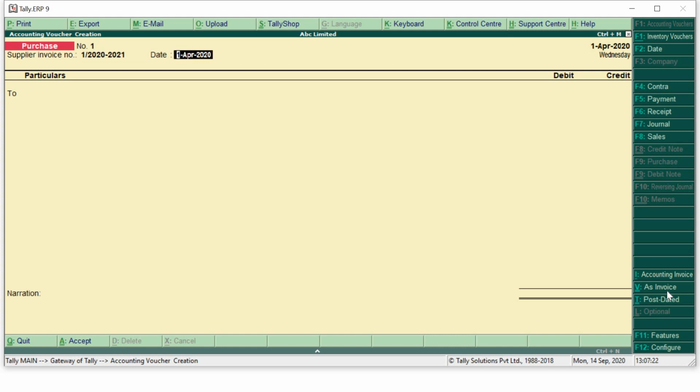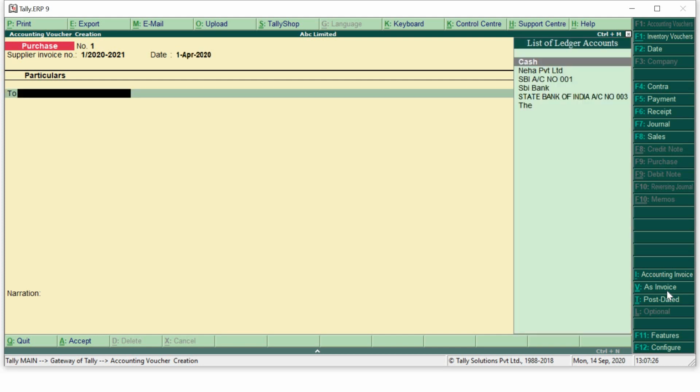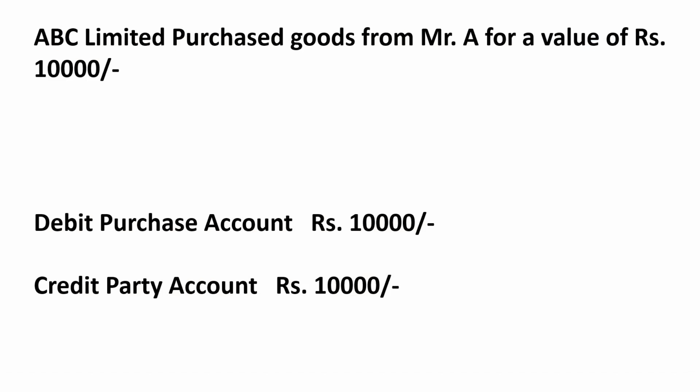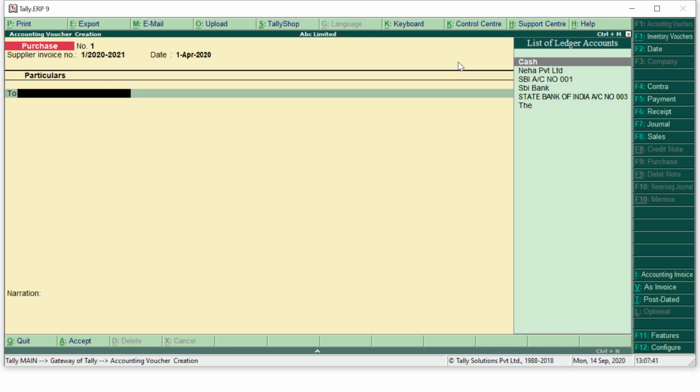Then I have to enter the date which is on the bill. Okay, so again the date is 1st April. Now they are asking me to... My accounting entry was goods purchase account debit to party account. So my party is what? Mr. A over here.